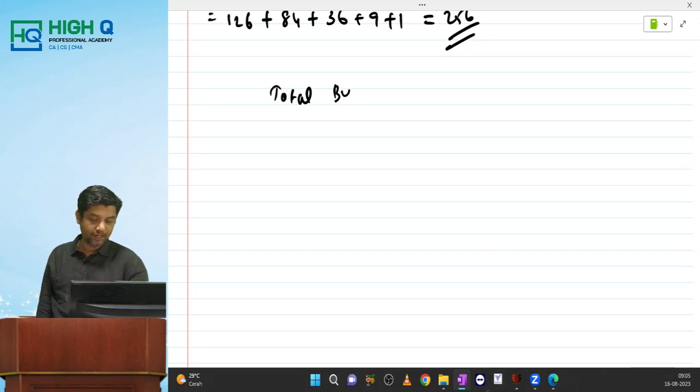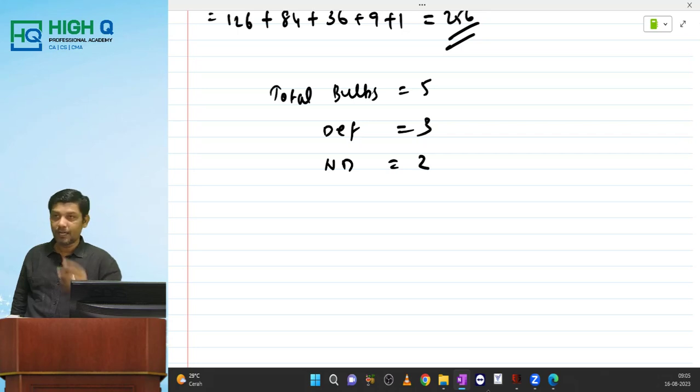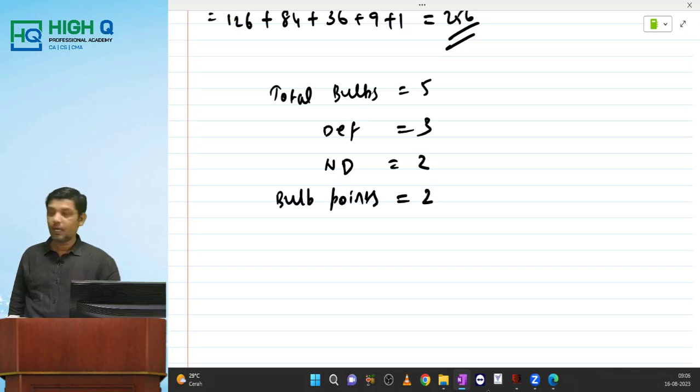Total bulbs 5, right? Bulb points 2. Total bulbs how many? 5. How many defective out of 5? 3. Non-defective? 2. Correct? Now, bulb points? Am I right, my dear?